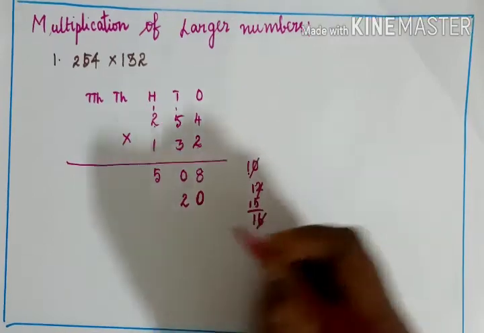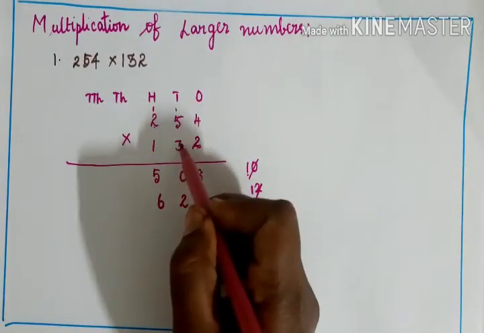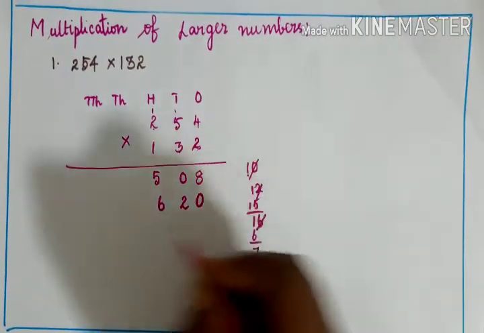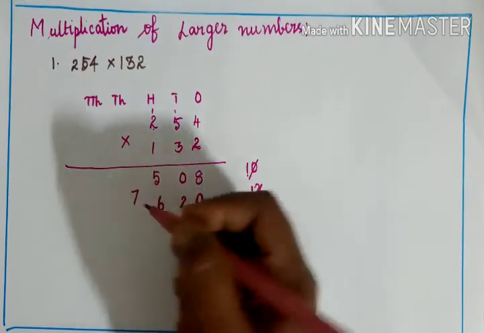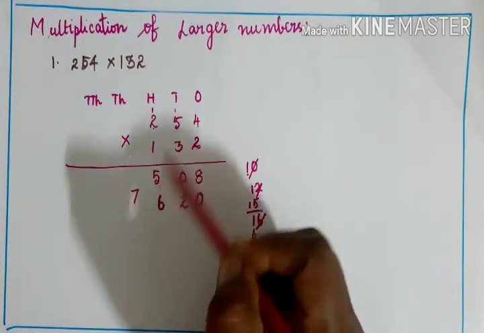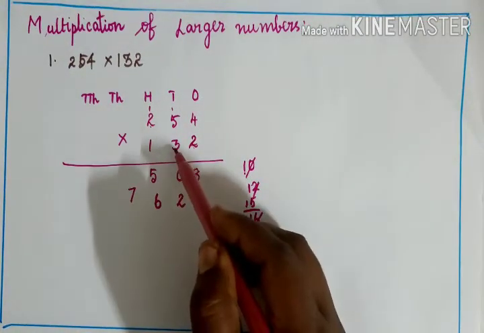So ones place, I'll write it here, balance 1. Okay. Next, 3 twos are 6. 6 plus 1, 7. There I'll write it. Is it clear? So you have to write straight to that number so that it will be easy for you. So second step is over.